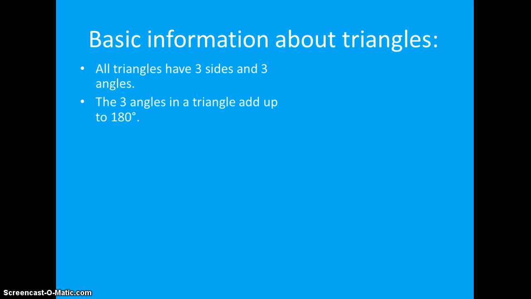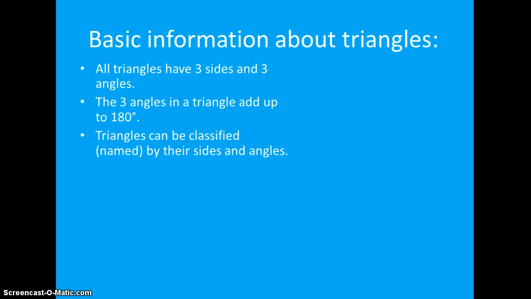Okay, to start off, we're going to talk about some basic information about triangles. First of all, triangles have 3 sides and 3 angles. Again, that's true about all triangles, no matter what specific type of triangle it is. They all have 3 sides and 3 angles.